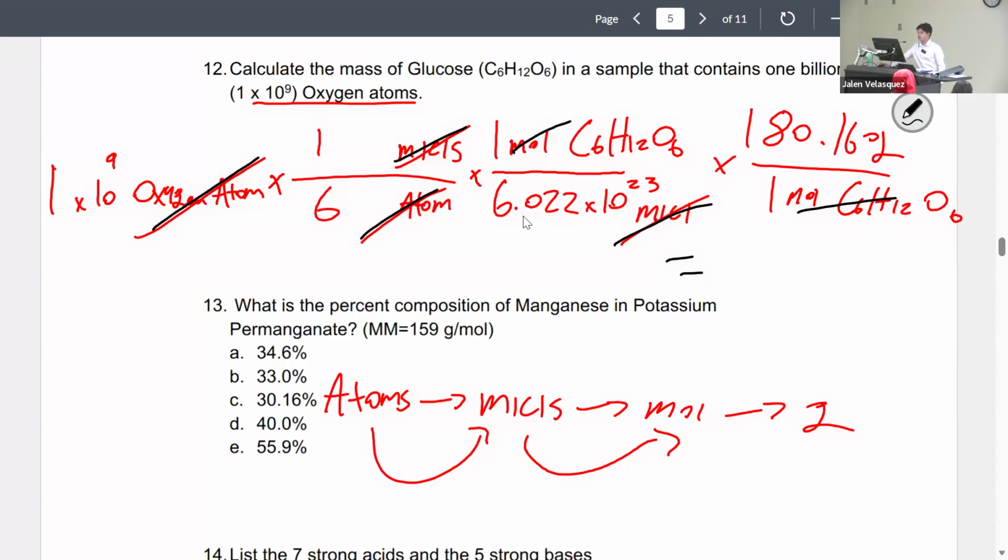So what's our answer for 12? What's the mass of glucose? A really small number. Yeah, good. So you should get, I'll do it in blue here, 4.98 times 10 to the negative 14 grams. Any questions on that?